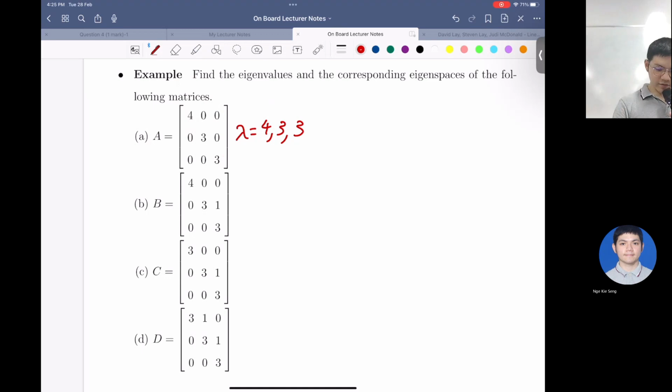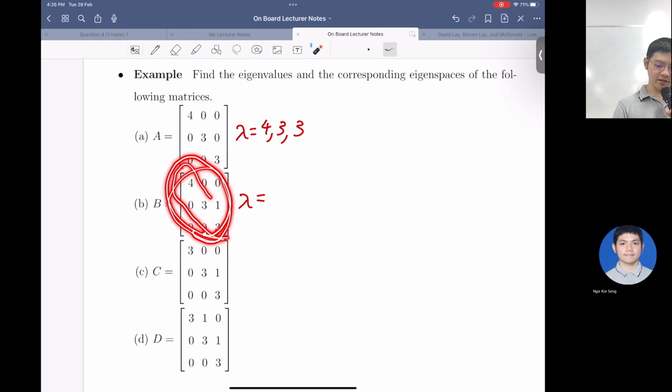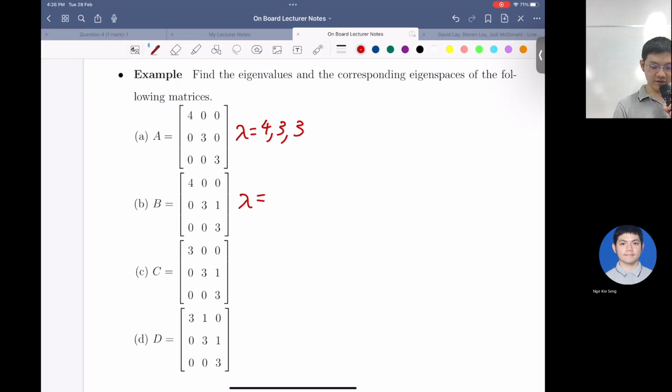So B, what's the eigenvalue? This is also a triangular matrix. So for a triangular matrix, the eigenvalues lie on the diagonal. So the eigenvalue is 4. Okay.